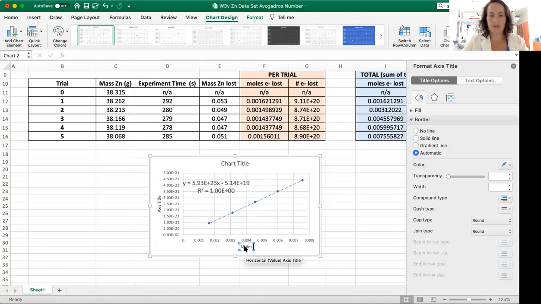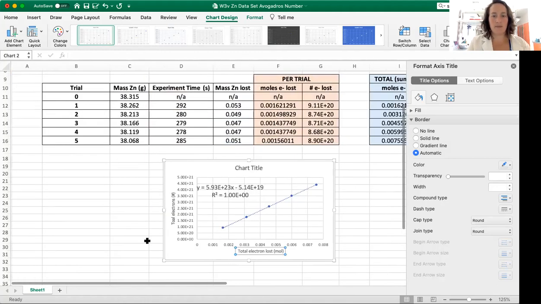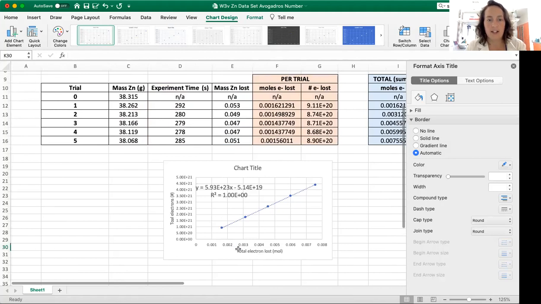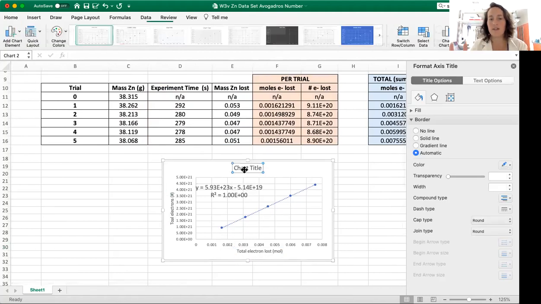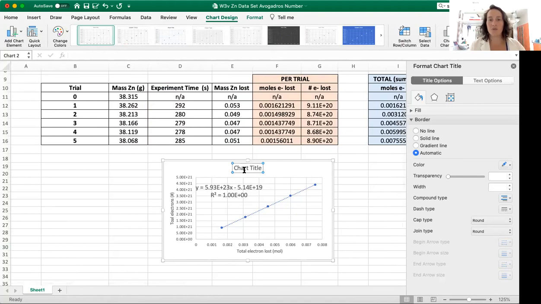So this is moles of electrons lost. Make sure you have your units there. You could just say electrons lost, and over here I could say, actually we should say total, right? Total electrons, and that's just a number. And this is total electrons lost. Oops, and that's moles. Okay. I could change the font sizes of these, make sure that you also add a chart title, but that should at least help you analyzing the data.